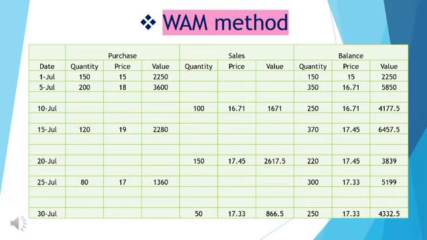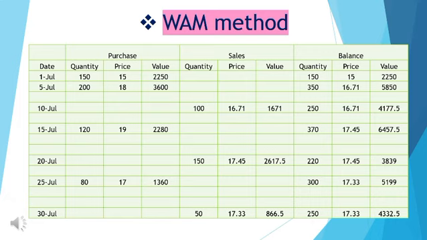Weighted average method. Using this as an example, imagine on 1st of July you bought 150 units at 15 rupees each. How can we calculate this purchase value? This is the method: units multiplied by price gives the purchase value. Like this, 150 units multiplied by 15 rupees. This purchase value is 2250. Then the next purchase, on 5th of July, you bought 200 units at 18 rupees each.